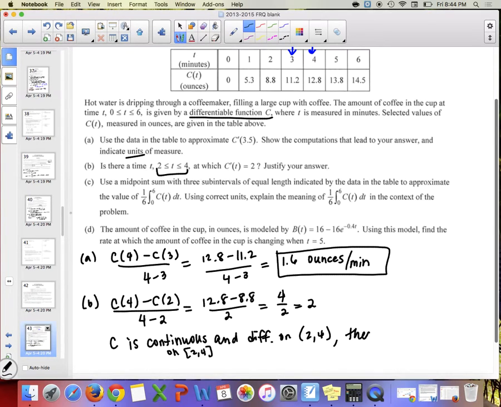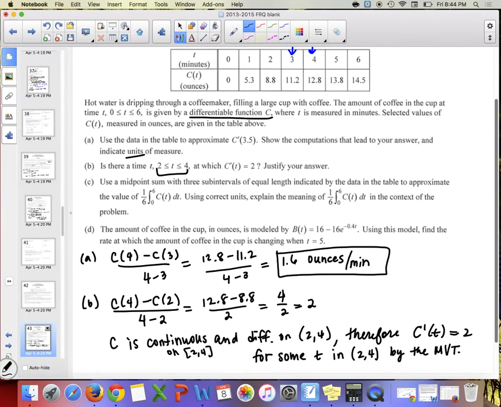Therefore, C prime of t equals 2 for some t in that interval 2 to 4 by the mean value theorem.